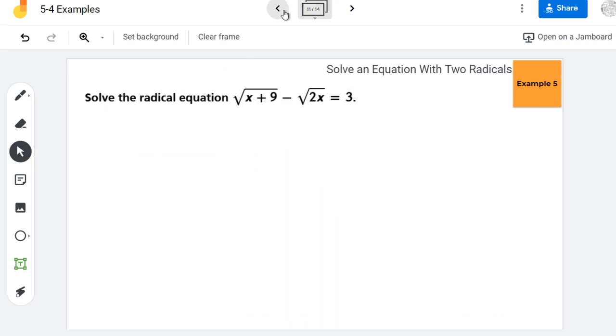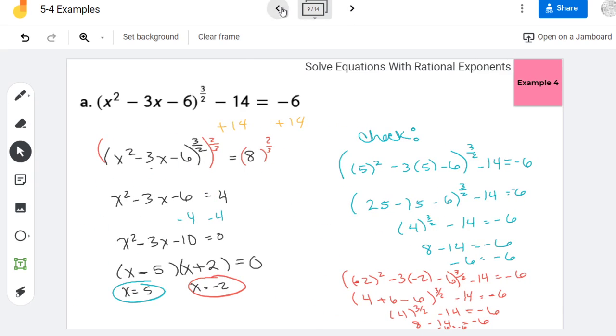So that is how to solve, or approximate in some cases, with rational exponents.